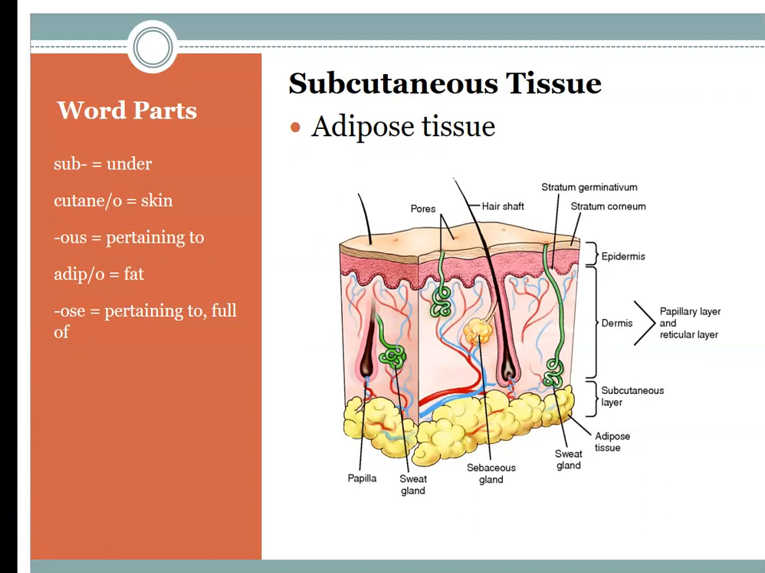Okay, subcutaneous tissue. Remember that the subcutaneous tissue is under the dermis and is composed of mainly adipose. So with your word parts, adipo equals fat tissue, which serves to insulate and cushion the body. And over on your left side, you've got word parts. Sub equals under, cutano equals skin, -ous is pertaining to, adipo equals fat, and -ose equals pertaining to or full of.